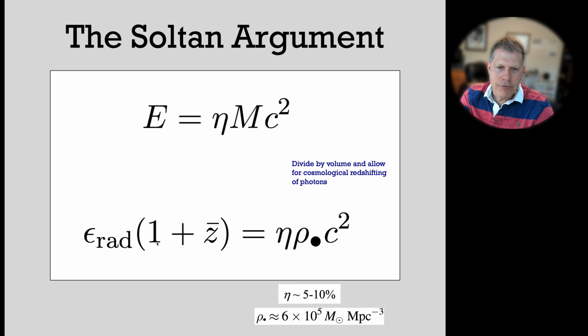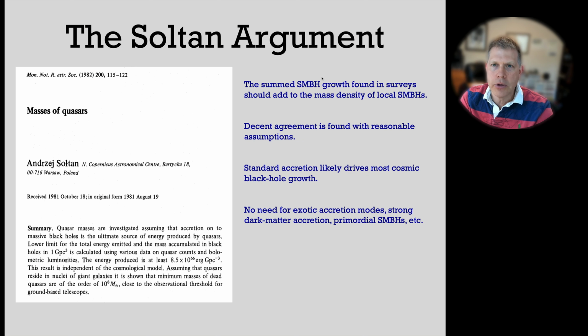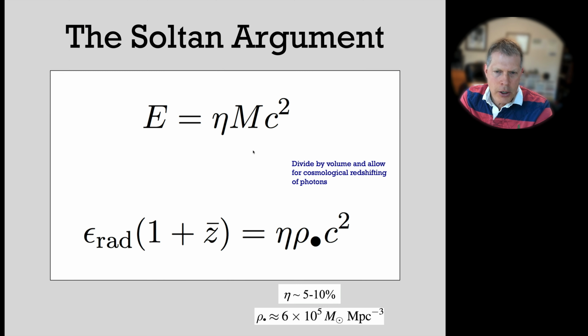And you also have to put in a 1 plus average redshift factor to account for the fact that the photons are cosmologically redshifted over time, whereas the mass is not. And so you have a cosmological redshifting of the photons in the background field. But basically, this relates the energy density in cosmic backgrounds, or alternatively and equivalently, the summed supermassive black hole growth found in surveys, to the local mass density of supermassive black holes.